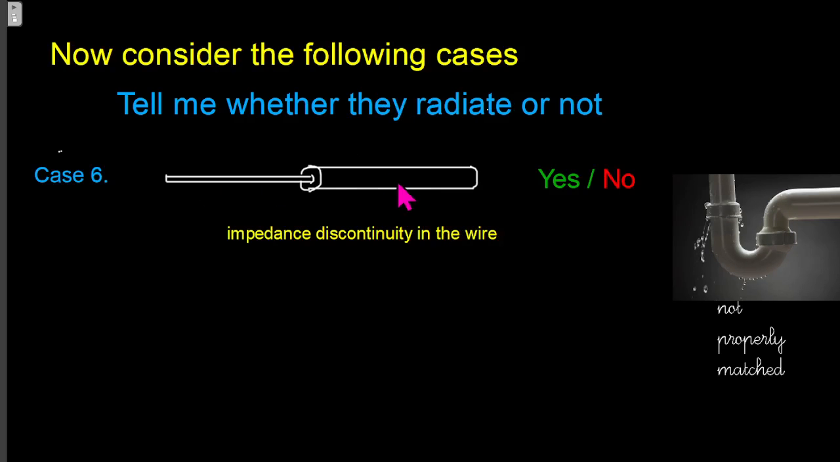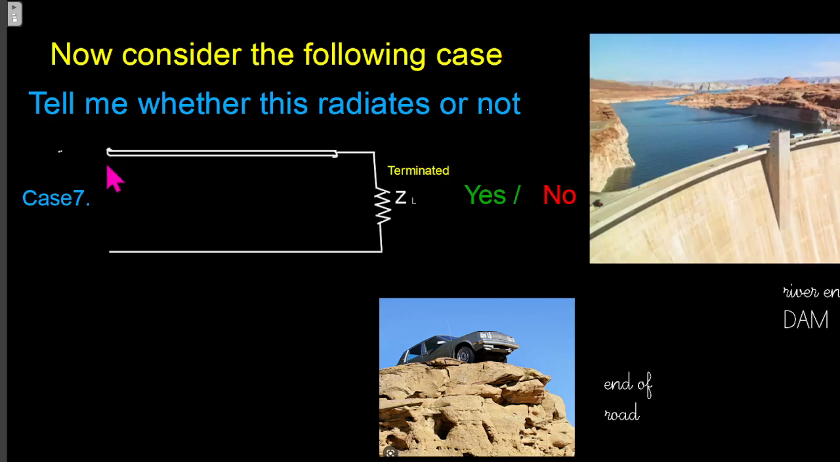Here you have two wires and the impedance discontinuity is there at this point, so at that time you will have the radiation. So this radiates. Then case 7. Here you have the wire. It is being properly terminated using this load impedance, right? If it is properly terminated, in that case also it radiates. So yes, it is radiating.